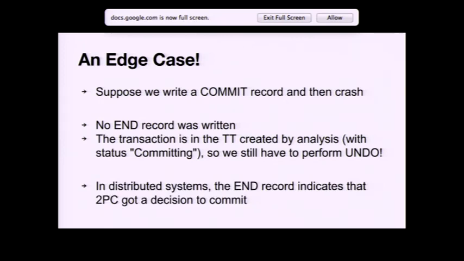The reason for this is because of one particular case in distributed systems. If we're using two-phase commit, the end record indicates that two-phase commit got a decision to commit. It's separate from the commit log record. You don't need to worry about it too much for this class, but that's the reason why. So if you see a commit record and you don't have an end record, then you still have to undo that during recovery.